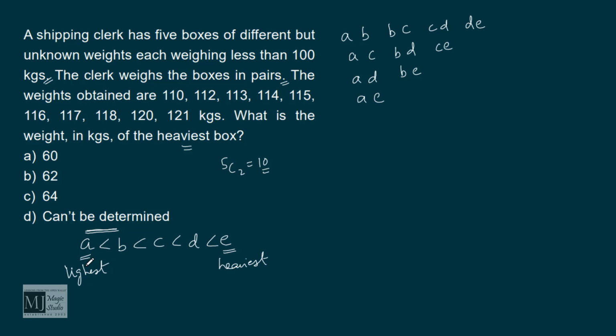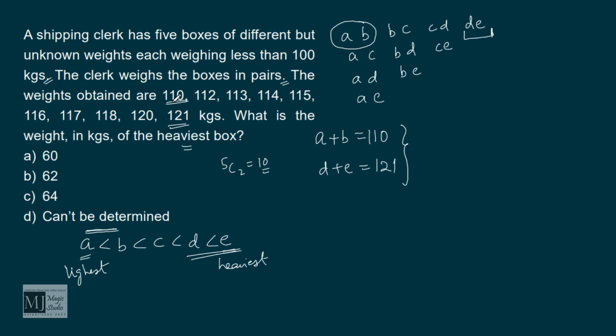We have assumed that A is the lightest, B is the second lightest. So this pair A and B should give us the minimum weight as far as the pair weights are concerned, isn't it? So A plus B should be equal to 110. And the heaviest of the pair should be D and E. The 2 heaviest boxes are E, and then the second heaviest is D. So D plus E should give me the maximum value possible, that is 121. So I have these 2 with me.